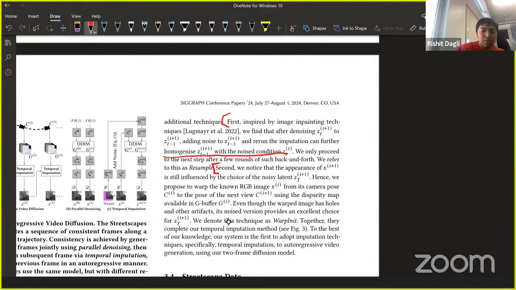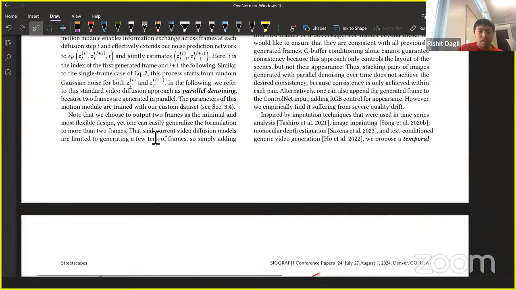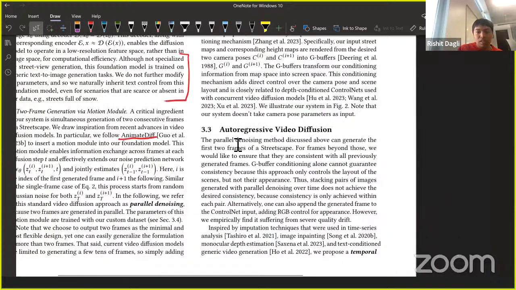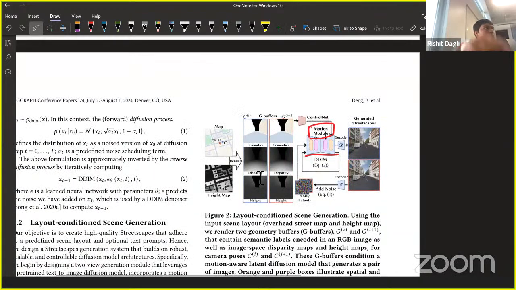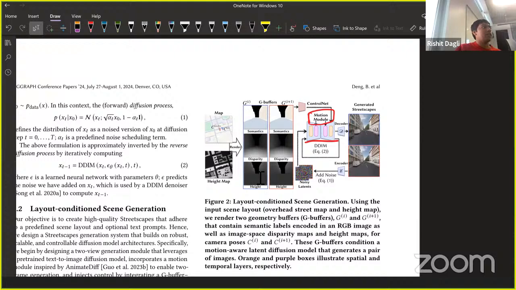So what they do is, once you have this known RGB image that you generate, you warp this image. So CI is the camera pose for the current view, and CI plus one is the camera pose for the next view. Then you warp this image, and for this you can use what they call the disparity map, which is available in the geometry buffer. You have this disparity map, which you rendered from the original inputs. So you just use this, warp the original frame, get a warped version of it, add noise to it, and pass that in as conditioning to the control net.